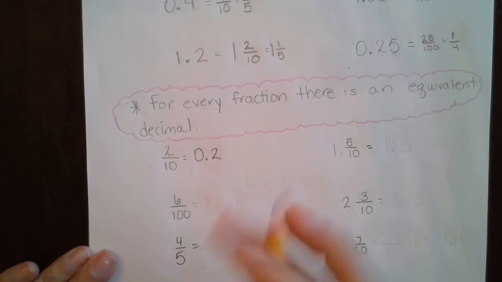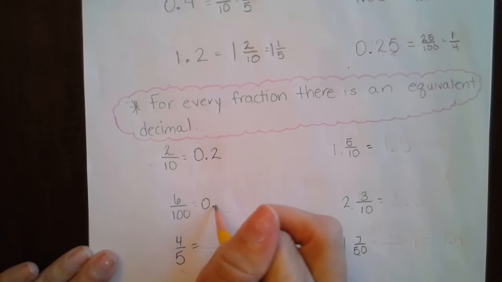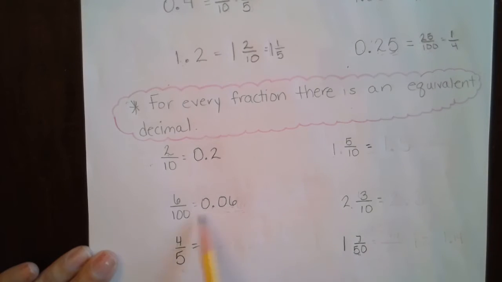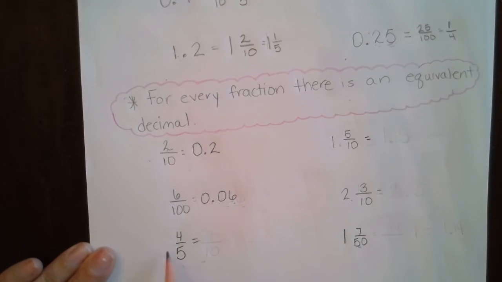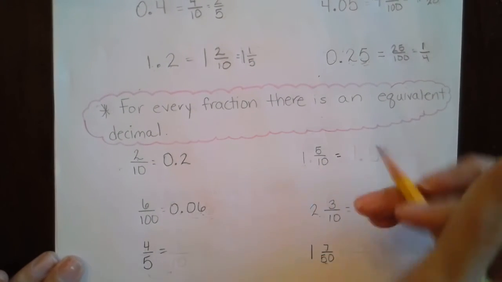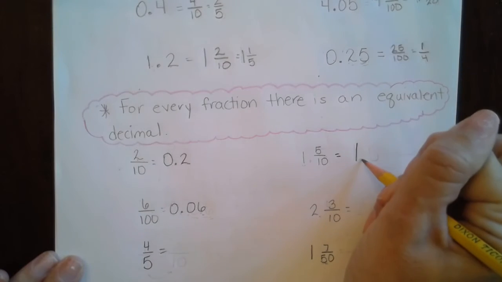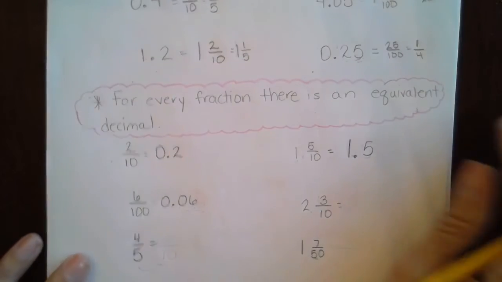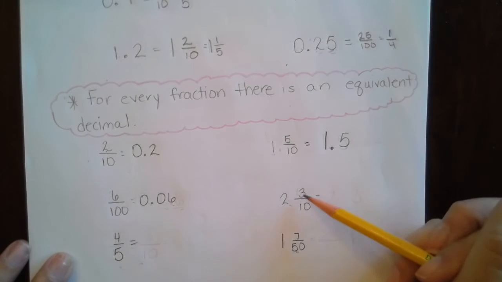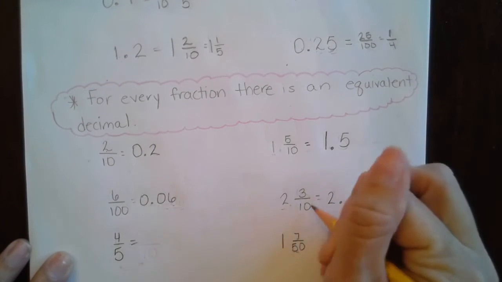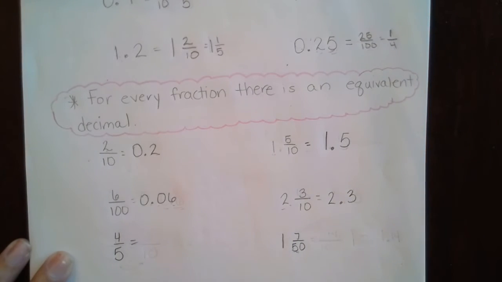Here we have 6 hundredths, which is going to look like this, 0.06, right? Because we have no whole numbers and the 6 is in the hundredths place. We're going to get back to this one. This one's tricky. Let's try here. 1 and 5/10 is going to be 1 whole and 5 in the tenths spot. Here we have 2 and 3/10. 2, that's going to go in the whole number spot, and 3/10.